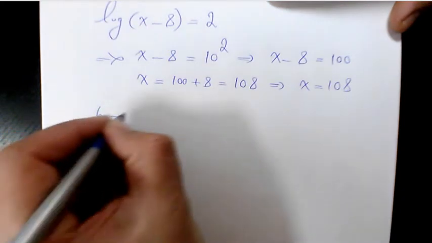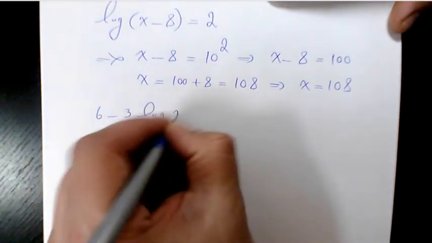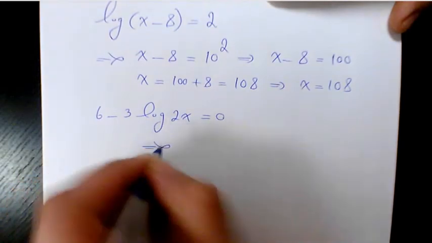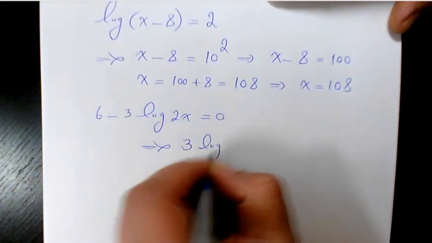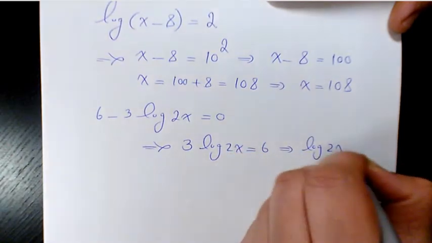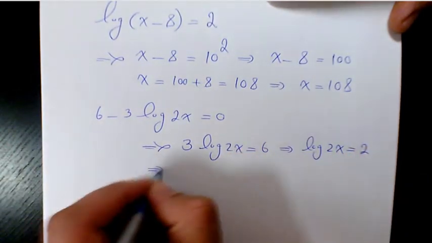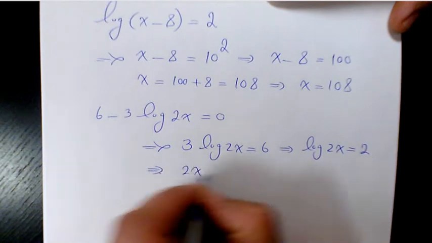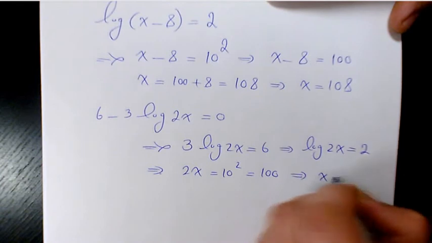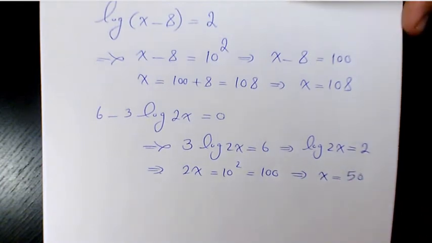Next one, 6 subtract 3 log 2x equals 0. We can say 3 log 2x equals 6. So log 2x equals 2. So we can say 2x equals 10 to the power of 2, which is going to be 100. So x will be equal to 50.